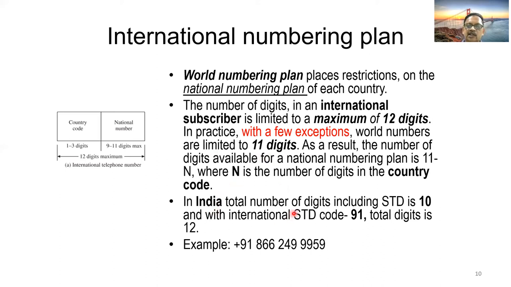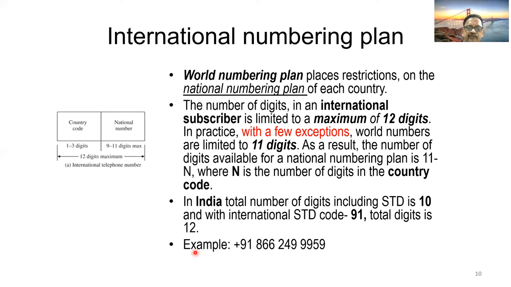In India, the total number of digits including STD is 10, and with the international ISD code 91, the total is 12. As far as India is concerned, the STD code differentiates one exchange from another, or one town from another town, so we have a 10 digit numbering scheme, and our international ISD code is 91. So 10 plus 2 digits, that is 12 digits.